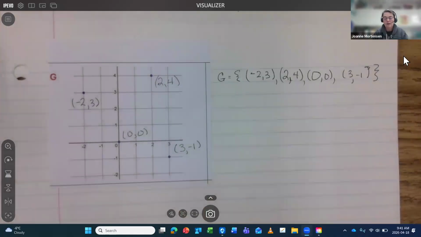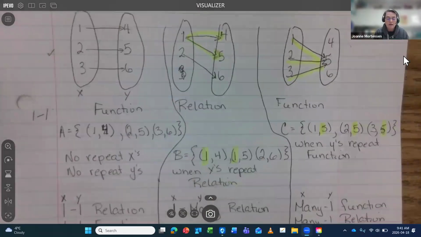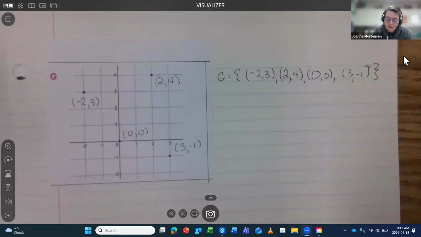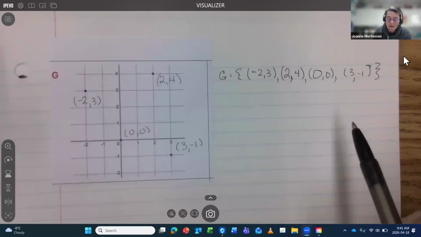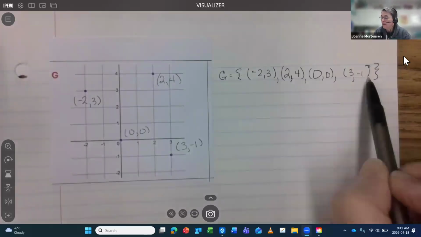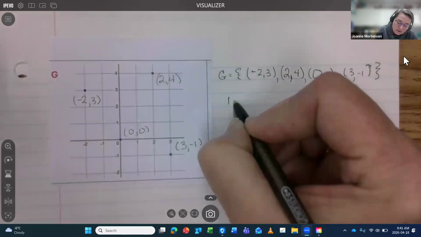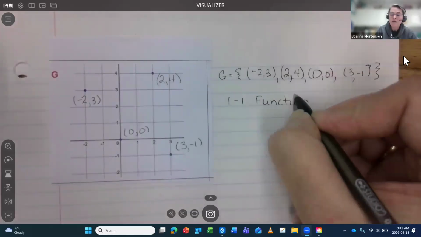When coming back to my notes here, we have choices of no repeats at all, X repeats, or Y repeats. So if I look at my X numbers, the X's are all different and the Y's are all different. So that fits with a one-to-one function. Done.